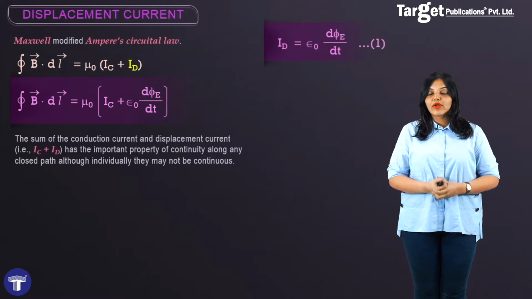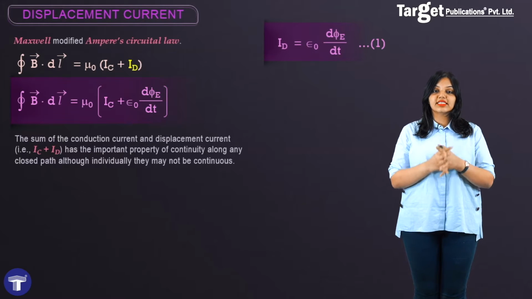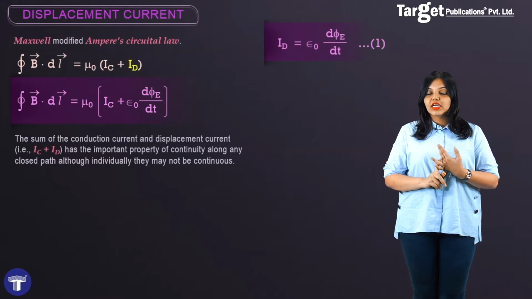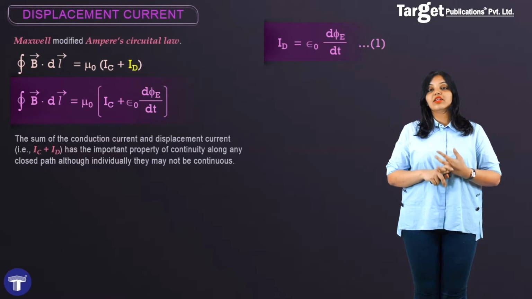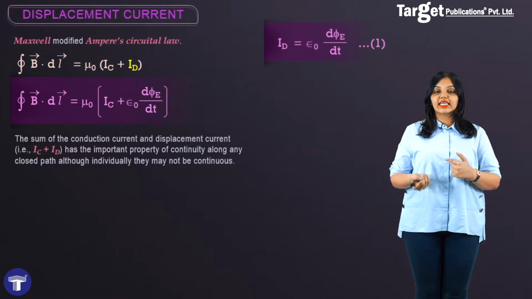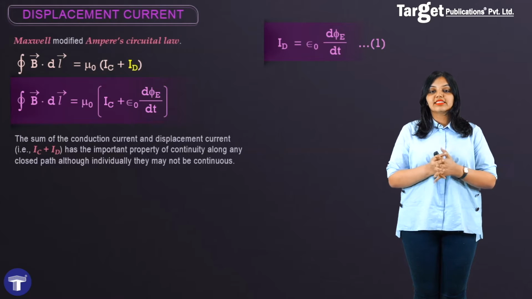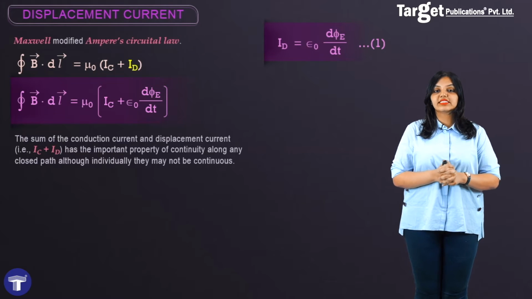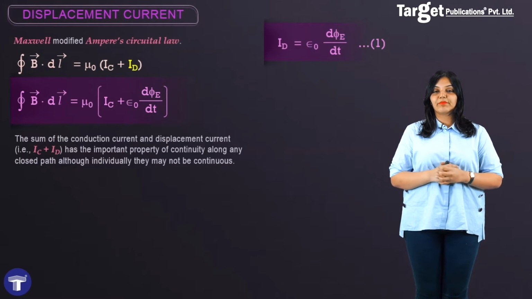The most important property that was useful in finding this displacement current is the understanding that the sum of conduction plus displacement current is a continuous term along any closed path. Even though individually IC and ID may have different values, together as a sum, that is IC plus ID, they are always consistent. That is, they always have the same constant sum. And this was the modified form of Ampere's circuital law.